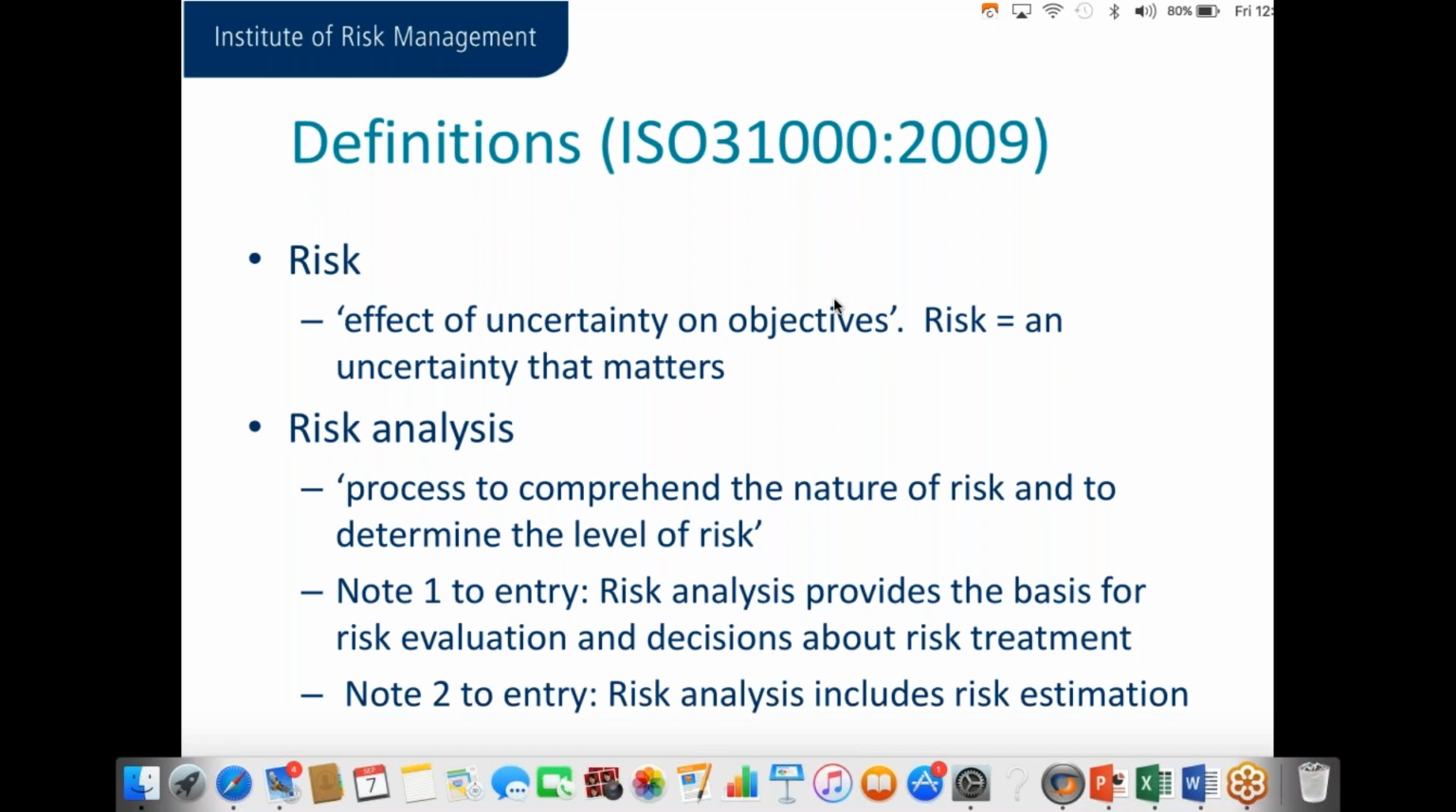And then it also says risk analysis includes risk estimation. So it helps us think that estimation might be not just qualitative, but we might also be thinking of some quantitative analysis here. So this takes us through evaluation and treatment, so it's almost pushing us on to the next two steps, and risk estimation.